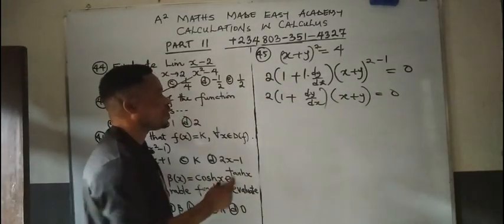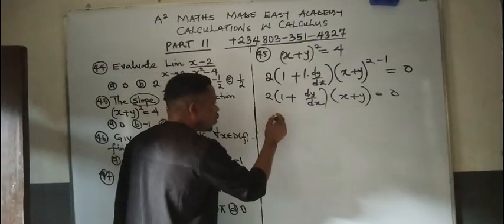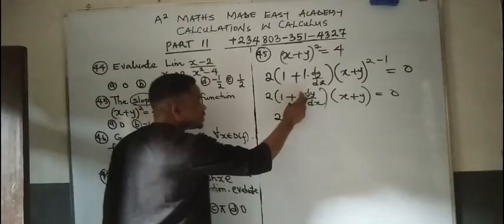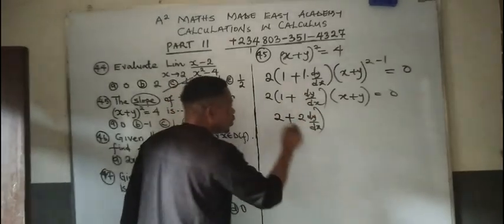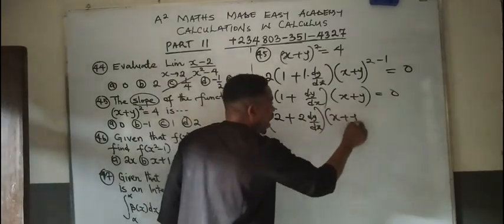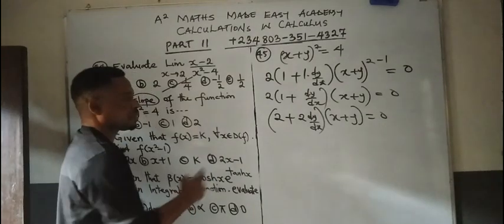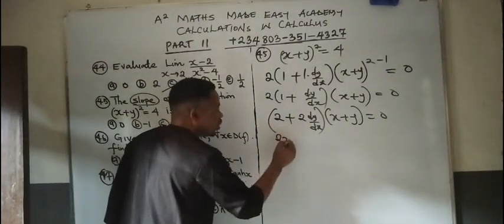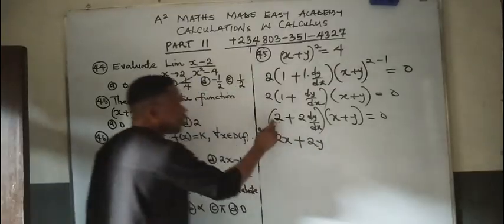What is the target now? Is to open the bracket. Now what? 2 times 1 will give us what? 2 plus 2 times dy dx will give us 2 dy over what? dx. Close the bracket. Are you with me now? Then open x plus y. Everything should equal to what? 0. Open it again. 2 times x will give us 2 what? x. Plus 2 times y will give us 2y. I am done with this.